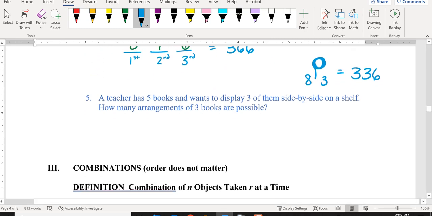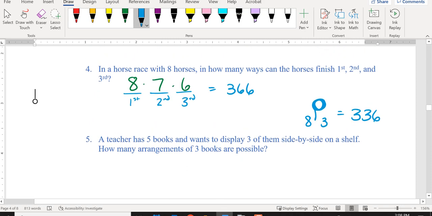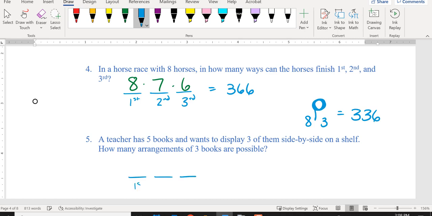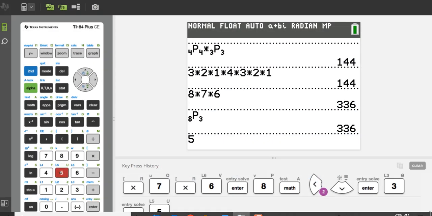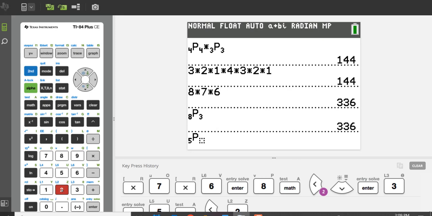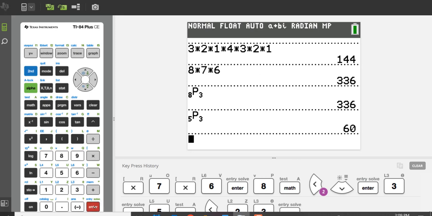All right, number 5. A teacher has 5 books and wants to display 3 of them side by side on a shelf. How many arrangements of 3 books are possible? Okay, again, order does matter because you want a first book, a second book, and a third book. There's 5 to choose from, so what is 5 times 4 times 3? 5 times 4 is 20, times 3 is 60. Since the order does matter, we can do the permutation of 5 choose 3. I get 60.